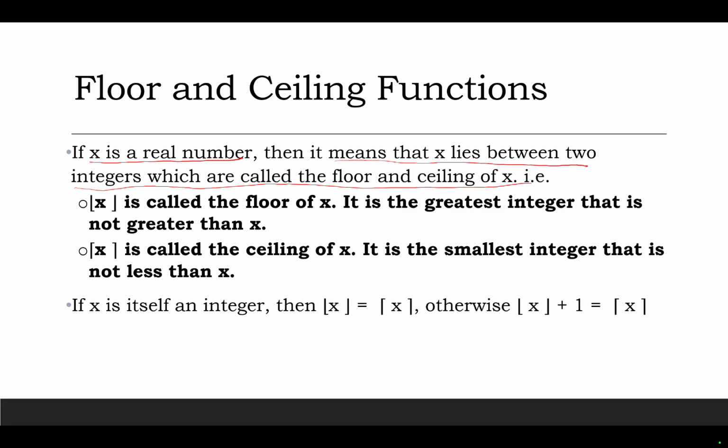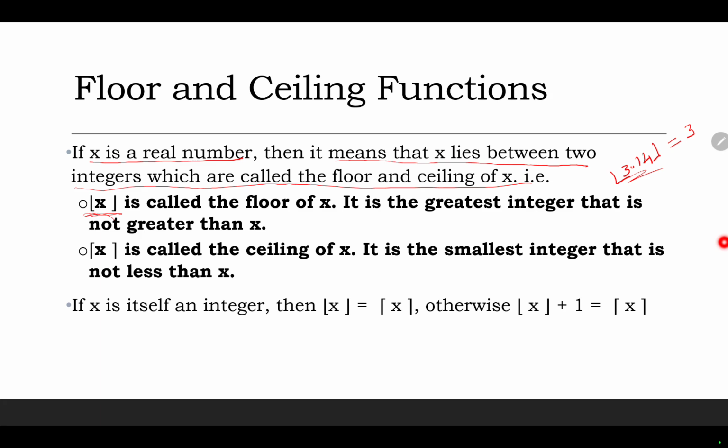So this is the symbol for the floor. It is called floor of x. It is the greatest integer that is not greater than x. So for example, if the x value is 3.14 and we are going to find the floor, it is the greatest integer that is not greater than x. So the floor of 3.14 is 3, which is not greater than this x value.